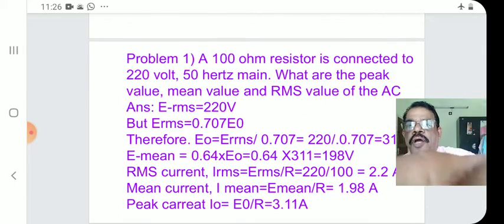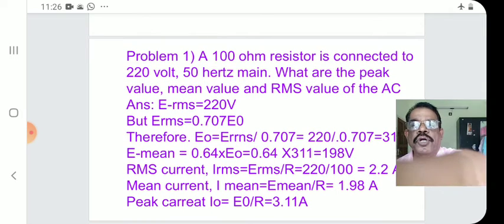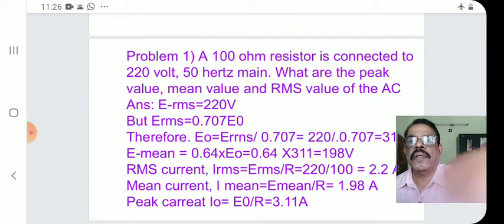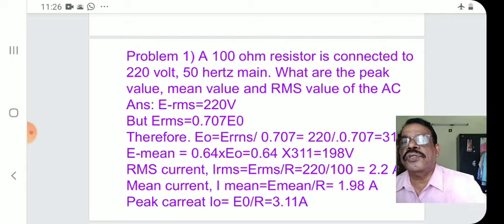And there is a problem. Number 1: a 100 ohm resistor is connected to a 220 volt 50 Hz AC mains. What are the peak value, mean value, and RMS value of the AC?